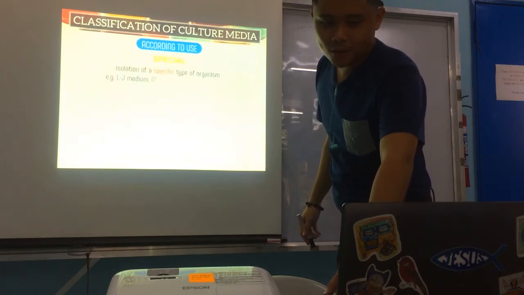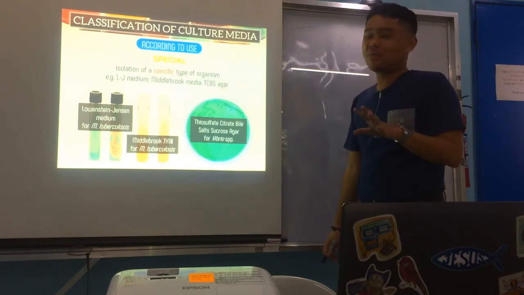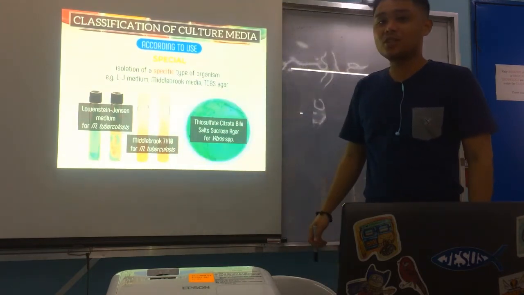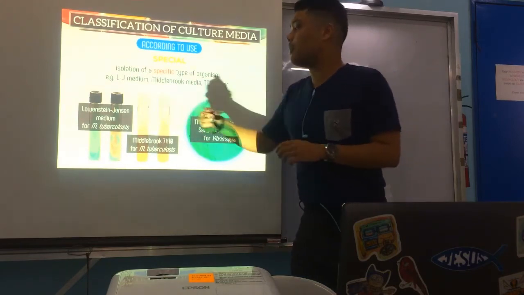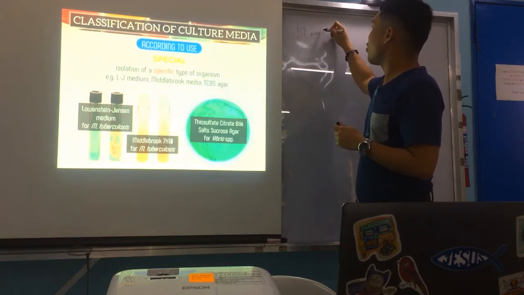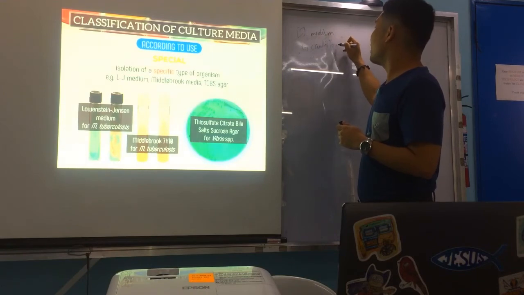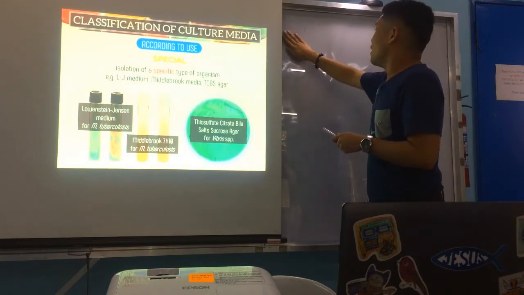Next you have special. So special is only for a specific type of organism. A very good example, you have LJ medium and Middlebrook 7H10. That's for MTB, Mycobacterium tuberculosis. Please take note of LJ medium: cauliflower colonies. If cauliflower colonies come out, that's really MTB. Don't forget MTB.